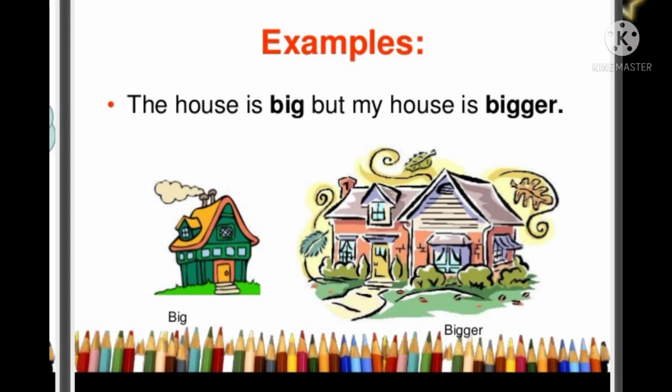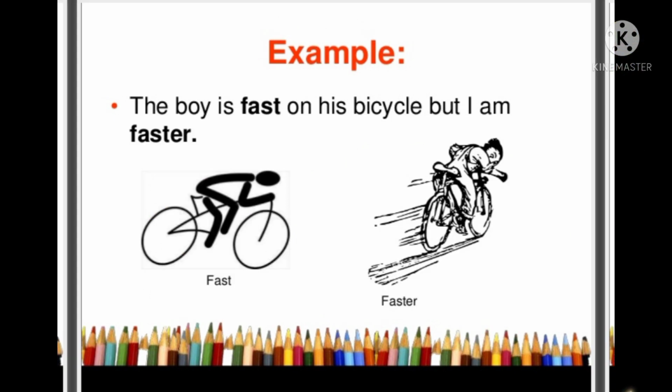There are two houses here. The house is big, but my house is bigger. So here I am comparing my house with the other. There is a difference in size. So when you compare two things or people or places, we use this comparative degree. The boy is fast on his bicycle, but I am faster. There is comparison. One is faster. The speed comparison is there. So I use this in terms of comparative degree.